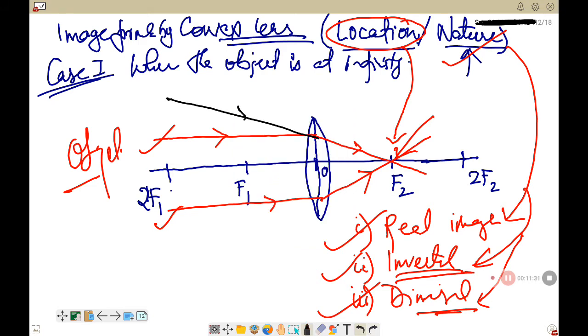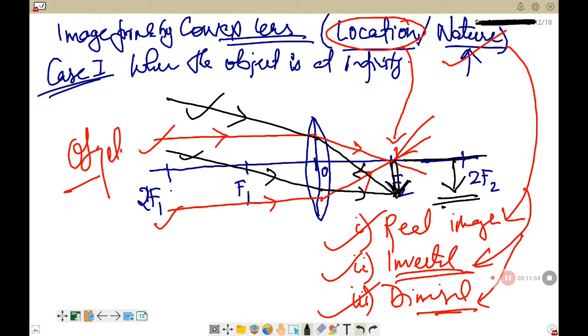So I have one ray here, I have another ray, so these two rays are parallel to each other. So after refraction, what will happen? It will meet at this point. So here, this is the formation of the image. Understand? So here you see that the image is inverted because it is forming below the principal axis. So whenever the rays are meeting below the principal axis, the image formed is inverted. All right, so this is our case 1.